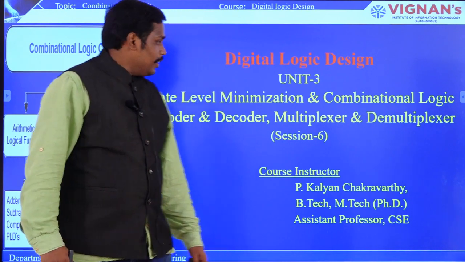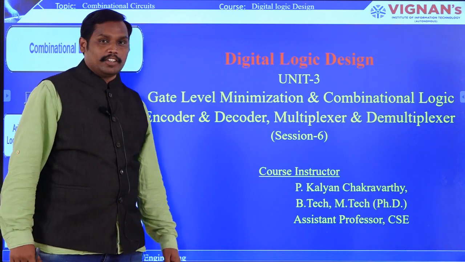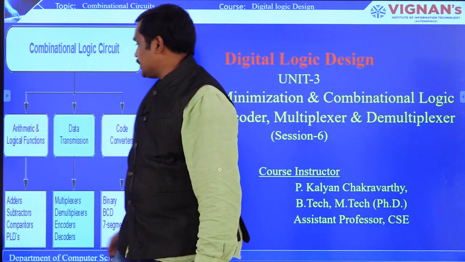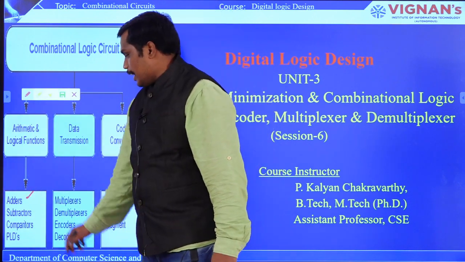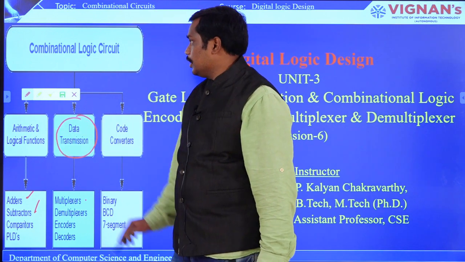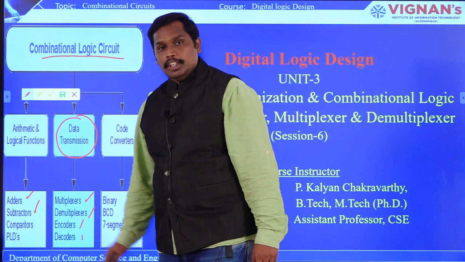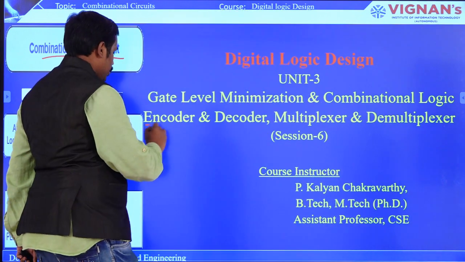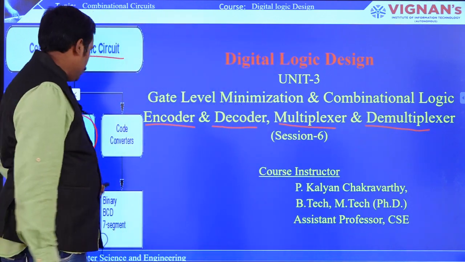So, good morning. We are coming to session number 6 of unit 3, that is gate level minimization and combinational logic, in which we are going to discuss encoder, decoder, multiplexer and demultiplexer. In the previous session, session 5, we completed adders and subtractors. Now we will see the data transmission units under combinational logic circuits, which are multiplexer, demultiplexer, encoder and decoder. So, these are the 4 topics that we are going to pursue, right.